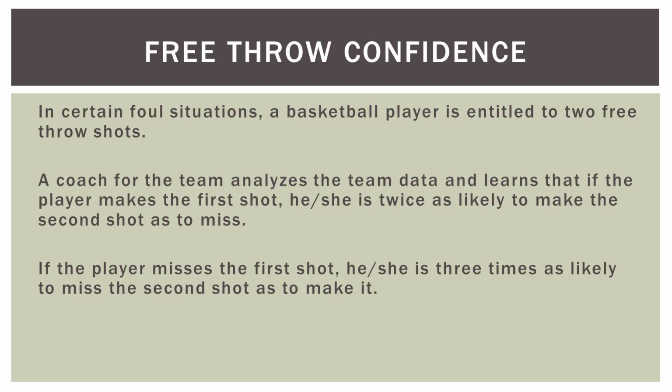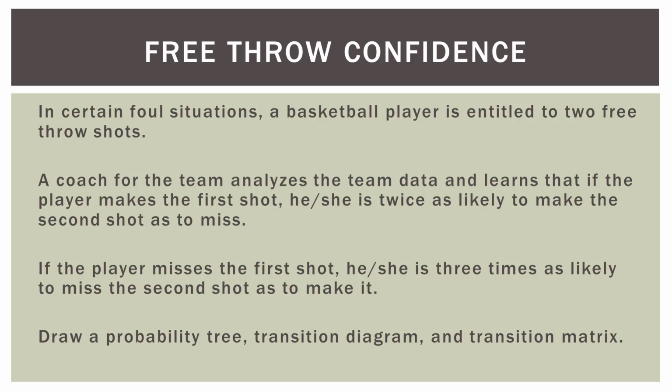So if you make the first shot, you feel like you can do it, so you have a better chance of making the second one. On the flip side, if you miss the first shot, it kind of gets in your head a bit, and you're 3 times as likely to miss the next shot as you are to make it. But again, there are no probabilities actually in the text. We're going to have to figure out what those are. So again, we're going to draw a probability tree, transition diagram, and transition matrix for this problem.